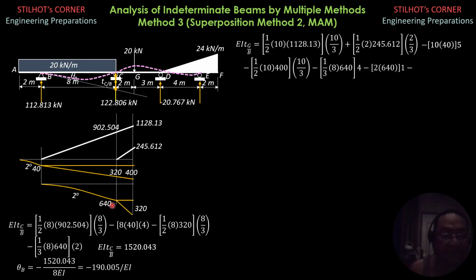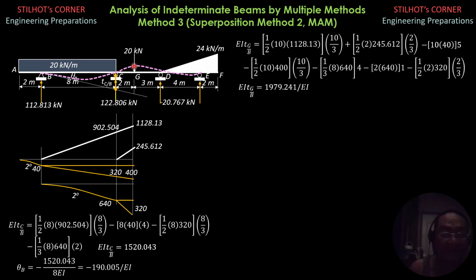times 640, 2 plus 2 is 4, moment arm, then minus the moment of this rectangular area, 2 times 640 times 1, that's it. And finally, moment of this area, minus 1 half of 2, 320 times 1/3 of 2, or 2/3. Evaluating, EI division of G relative to B is 1979.241 over EI, this entire total value, which is greater than division of C relative to B, and it's still positive, so that diagram is correct.